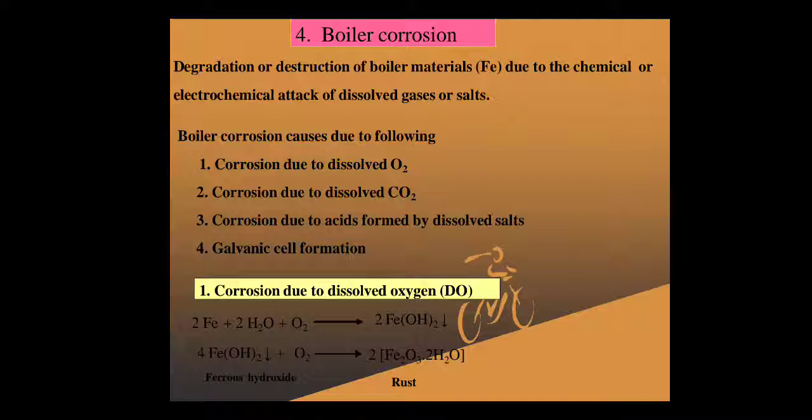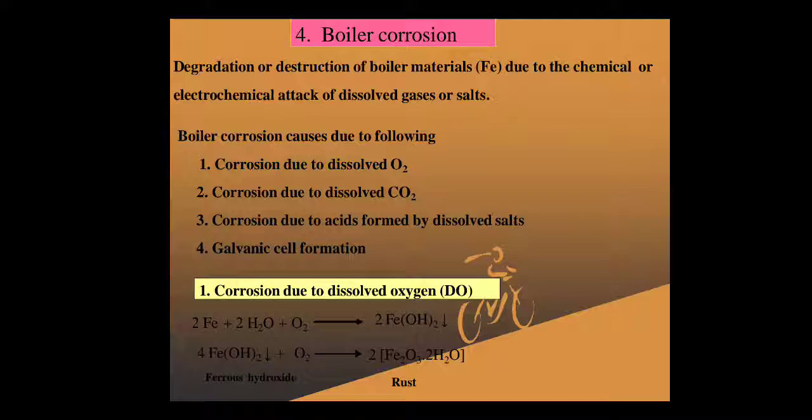Following are the causes for corrosion. First is due to the presence of dissolved O2. Second, due to the presence of dissolved CO2. Third, corrosion due to the presence of acid formed by the dissolved salts. And last one is galvanic cell formation. These are the four causes for corrosion while generating steam with the help of boilers.